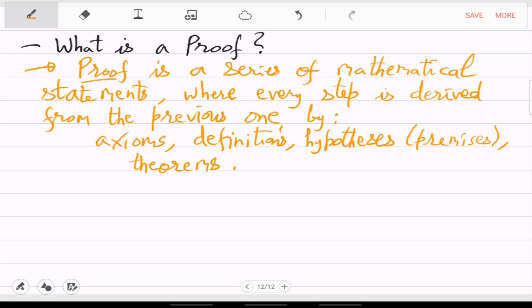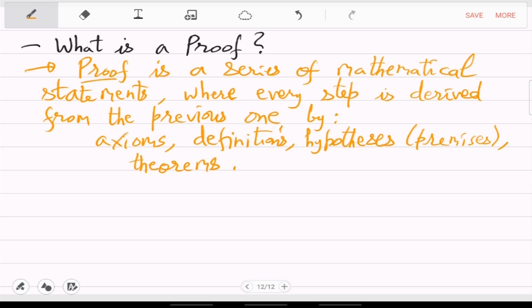So these are kind of the only possibilities if you want to go from a mathematical statement to the next one. Okay, and for the purposes of the course, well, axioms, you cannot play with them. It will be clear what the axioms are. Definitions will be clear from the context, and hypothesis is what is given to you in the beginning of the problem or the theorem statement.